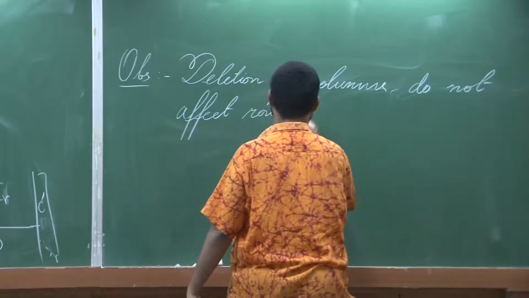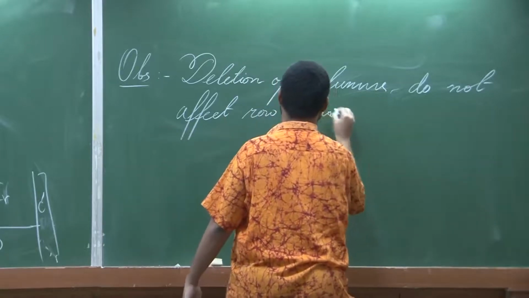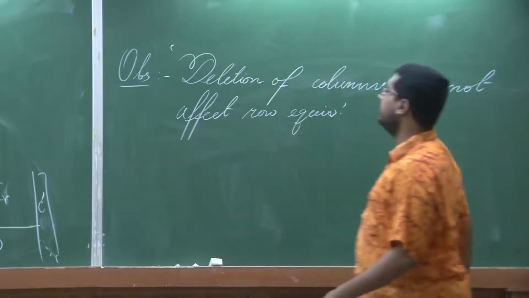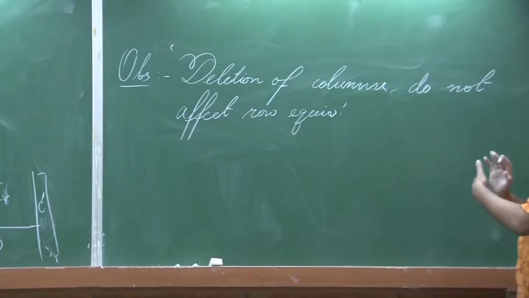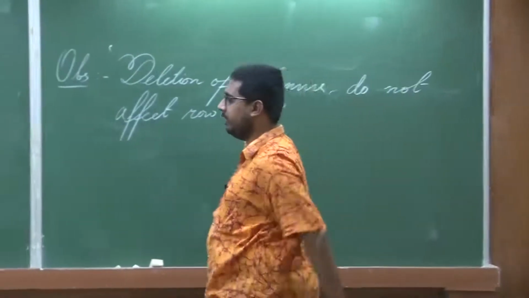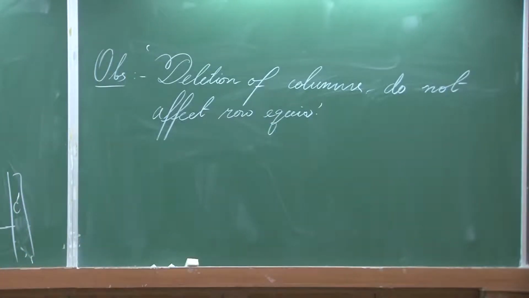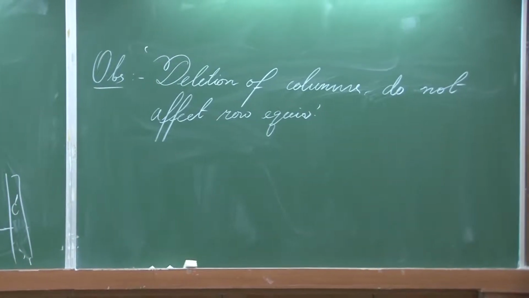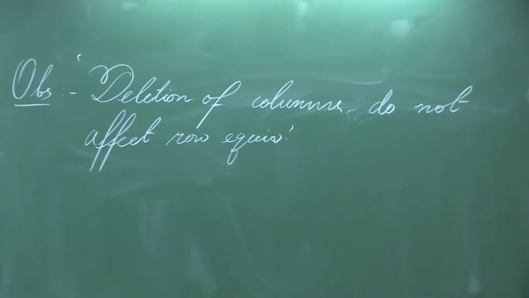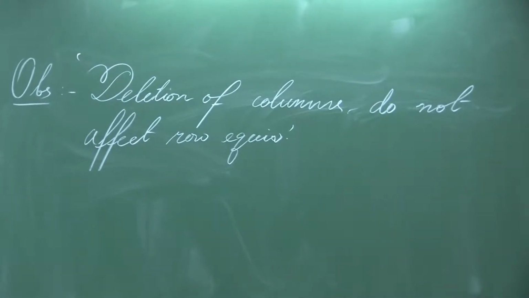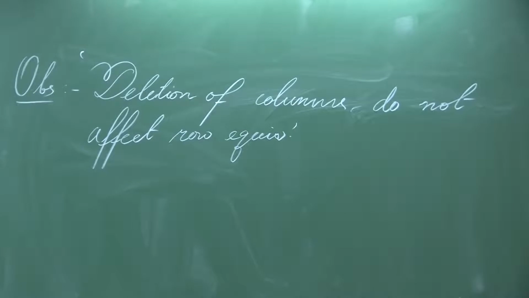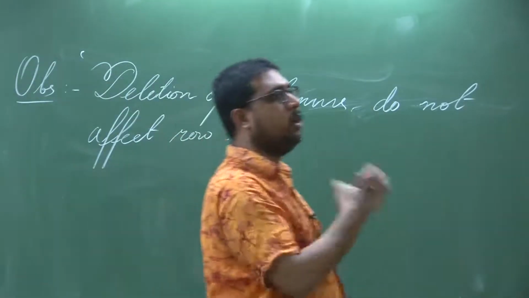So, what I mean by this is the following. Suppose I have two matrices which are row equivalent, and from the first matrix, let us say I deleted the columns J1, J2, up to Jr, and I delete the same columns from the second matrix. Now, after deleting those columns, the smaller matrices that we get will also be row equivalent, because it is very easy to see you are actually operating with the rows.